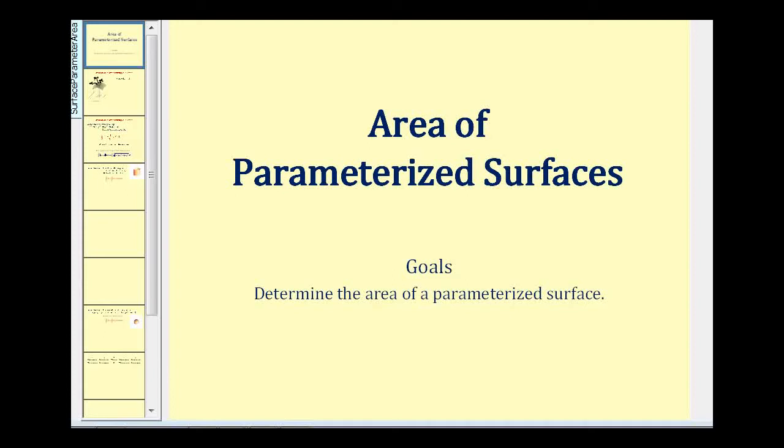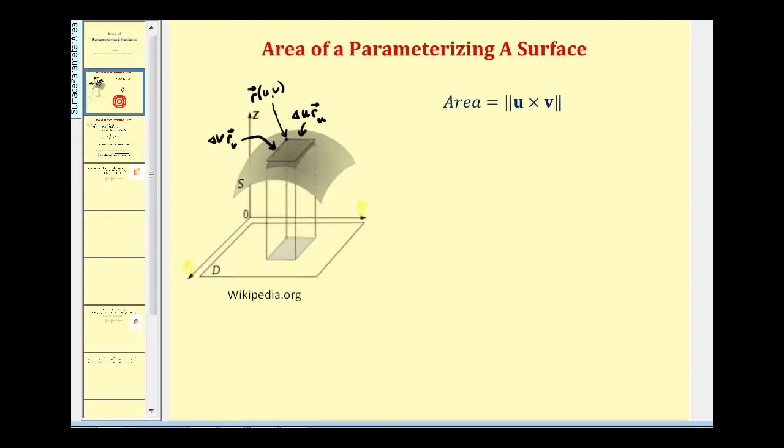Welcome to a lesson on the area of a parameterized surface, and we'll also introduce the idea of a surface integral. So if we want to determine the area of a surface as we see here in gray, the idea starts by picking a point on the surface defined by r of uv and determining two tangent vectors, one in the direction of the v-axis and one in the direction of the u-axis.